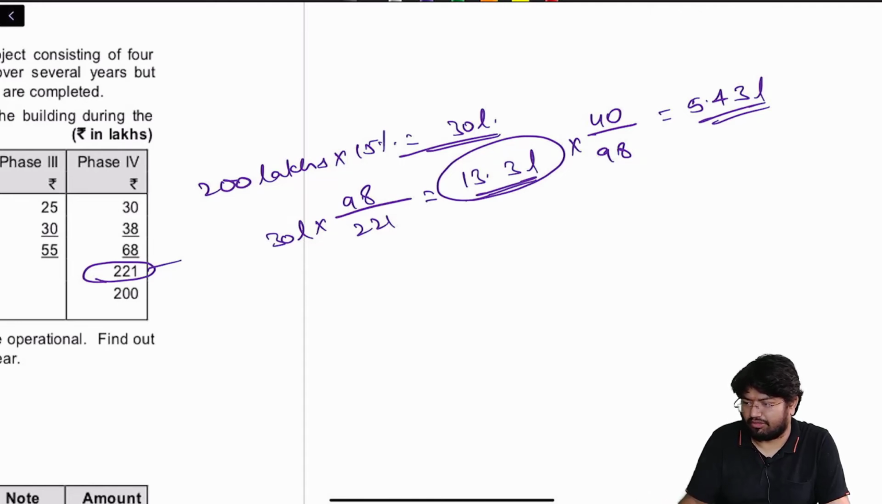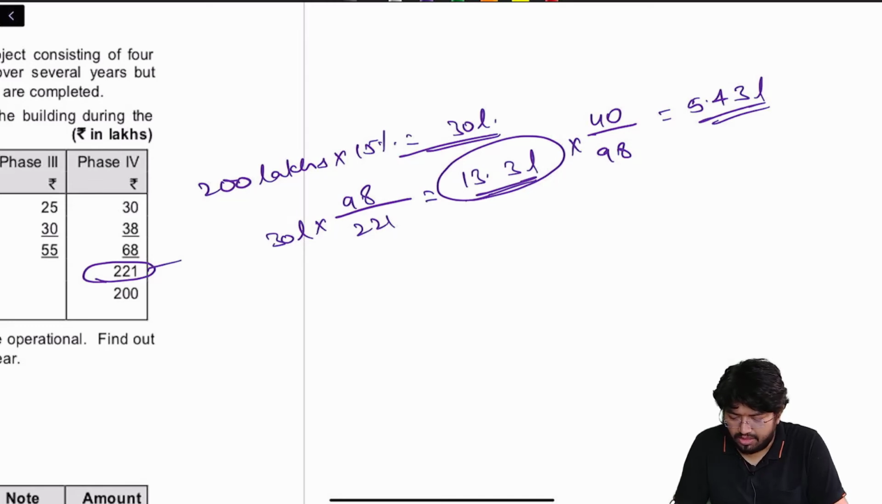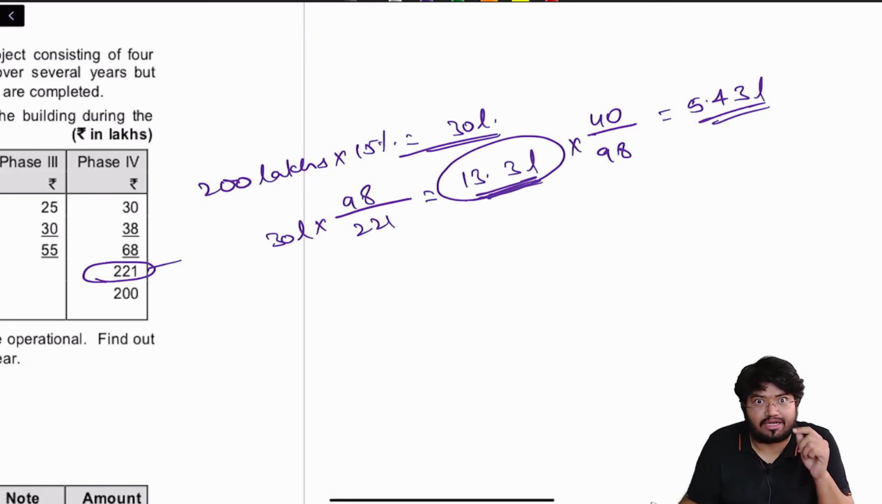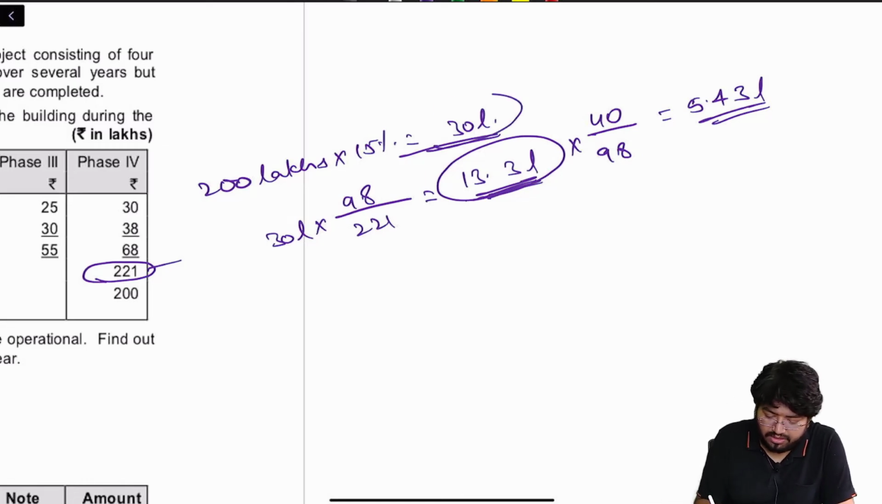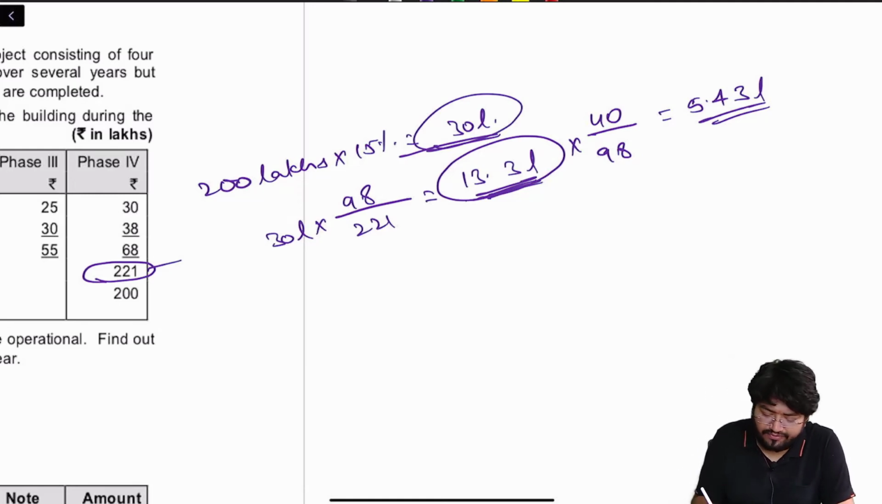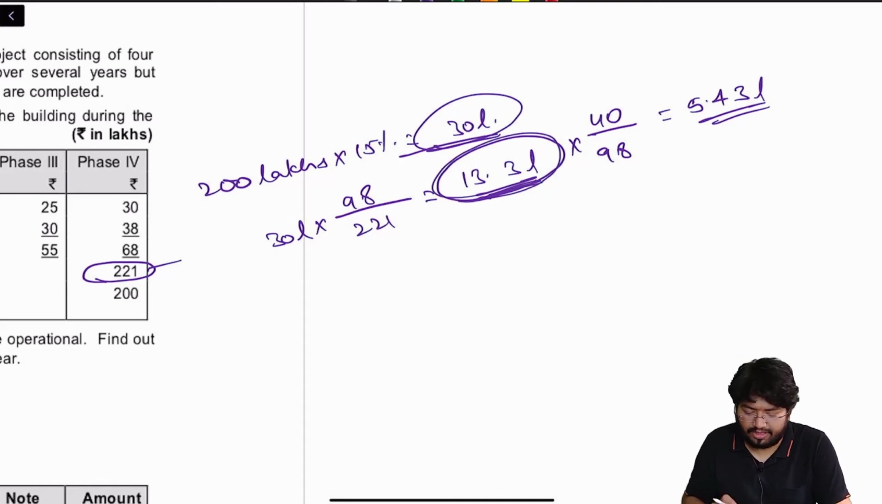Now, 5.43 is what you are saying. Please note here, this 13.3 is basically for one full year. Do you agree with me or not? 30 lakhs is the total interest for one full year. Out of that, the monies which are used for phase 1 and phase 2 is 13.3 lakhs. That is the interest for monies used on phase 1 and phase 2.